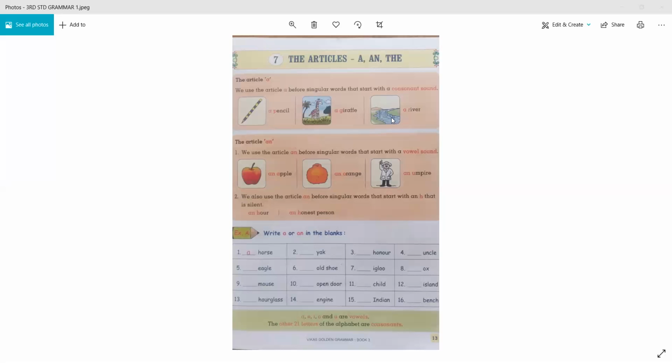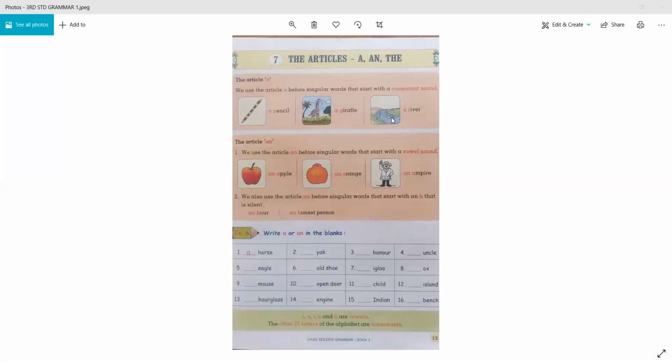Understood? Here I am explaining to you in Hindi also so that you can understand thoroughly. Before a vowel sound, we have to apply the article an. And before a consonant sound, the word which starts with a consonant sound, there we have to use the article a. Understood? And before words that start with a vowel sound, there we use the article an.